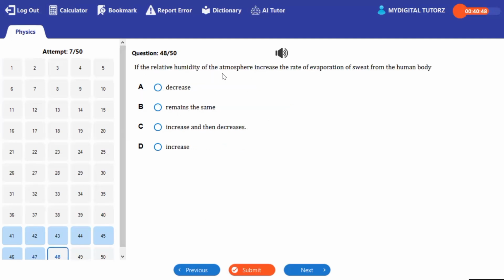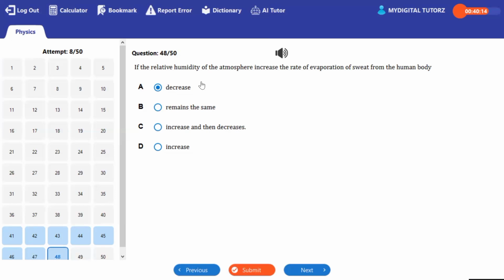If the relative humidity of the atmosphere increases, the rate of evaporation of sweat from the human body: A, decreases; B, remains the same; C, increases and then decreases; D, increases. The correct option here is option D. What is relative humidity? Humidity actually tells us about the amount of water content, the moisture content, in the atmosphere.